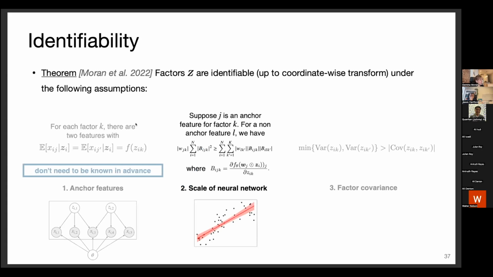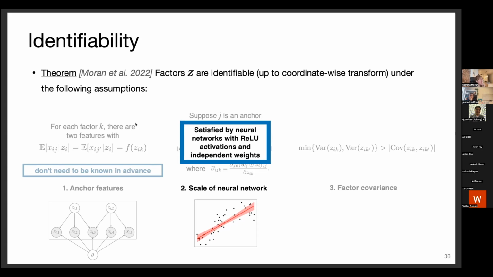Okay, so our next assumption is on the scale of the neural network. Basically, this is saying that if you perturb a latent factor, the anchor features are going to be perturbed more than the non-anchor features. If you have all of the factors bar one held fixed and you're varying that factor, then the things that depend only on that factor are going to vary more than the ones that also depend on other factors that are held fixed.